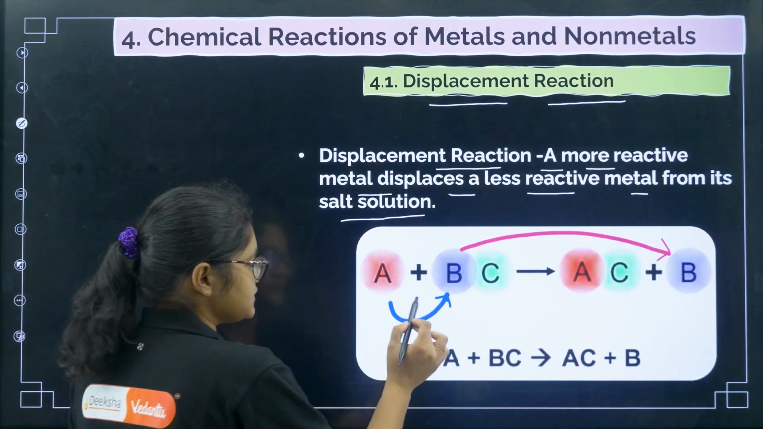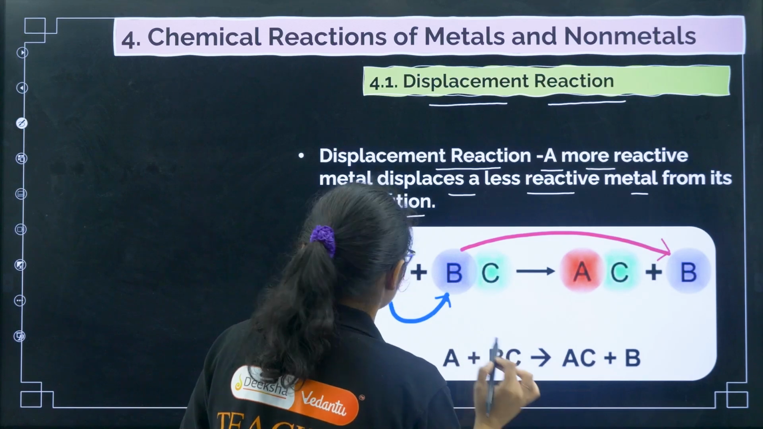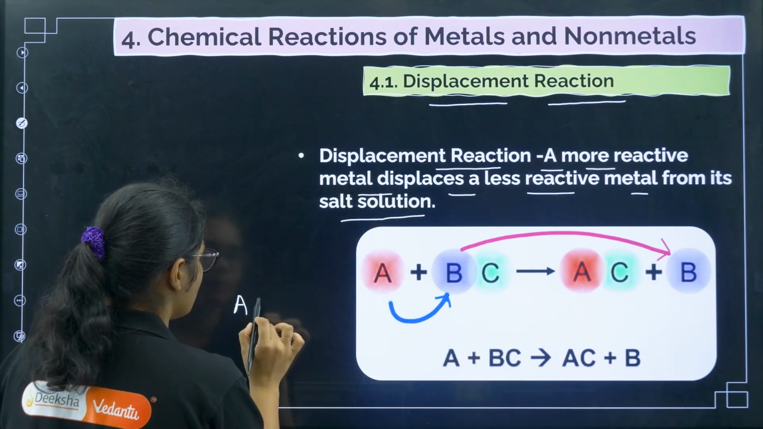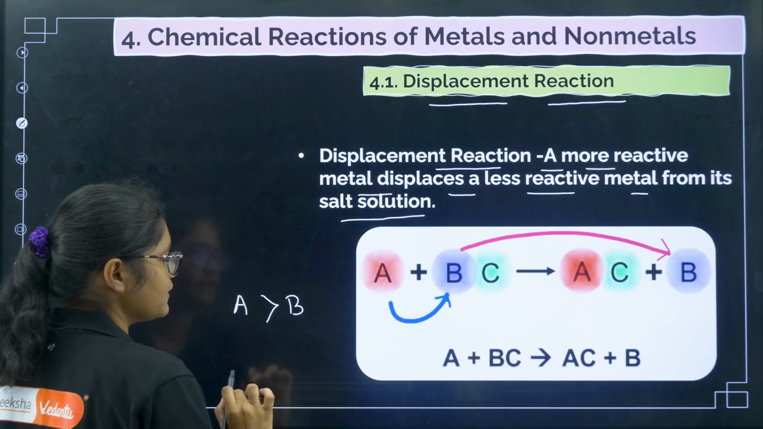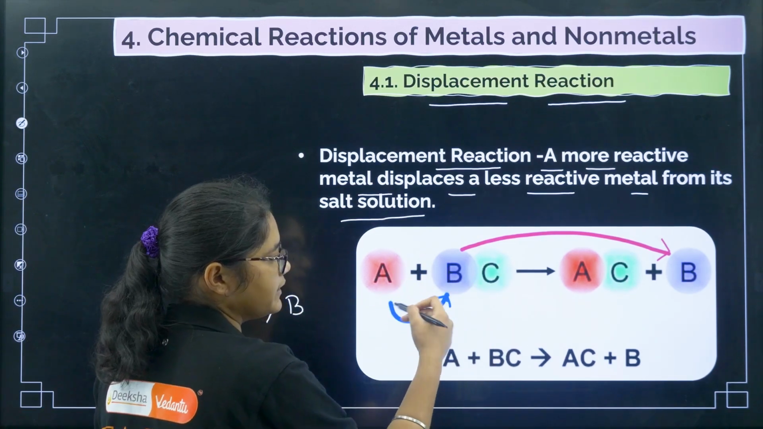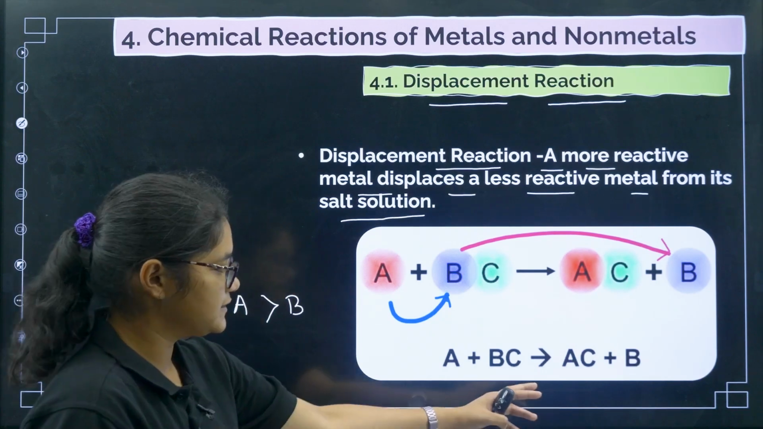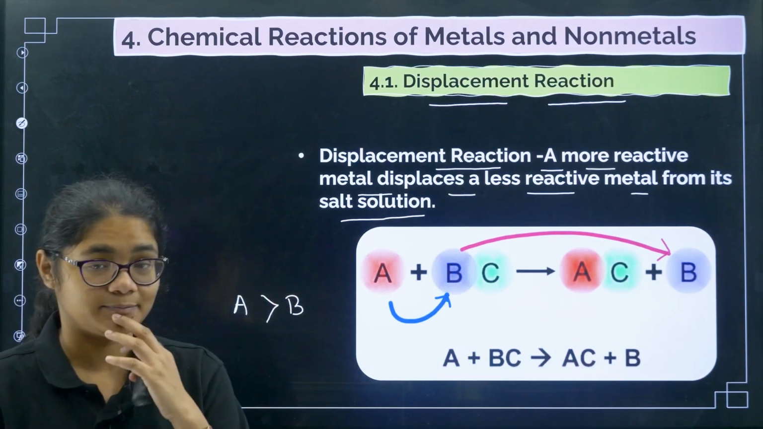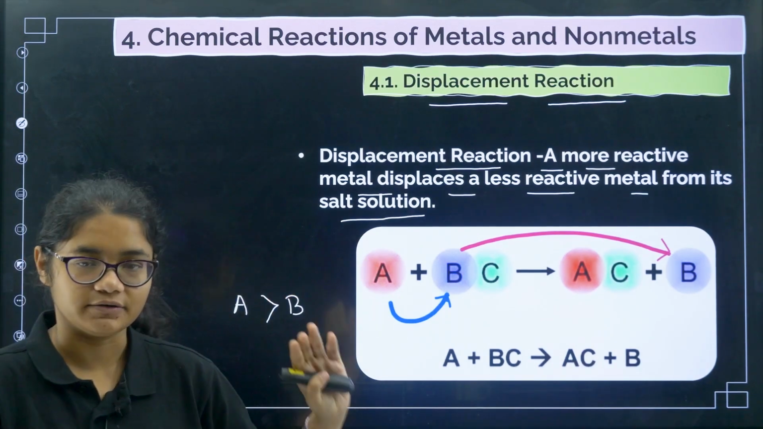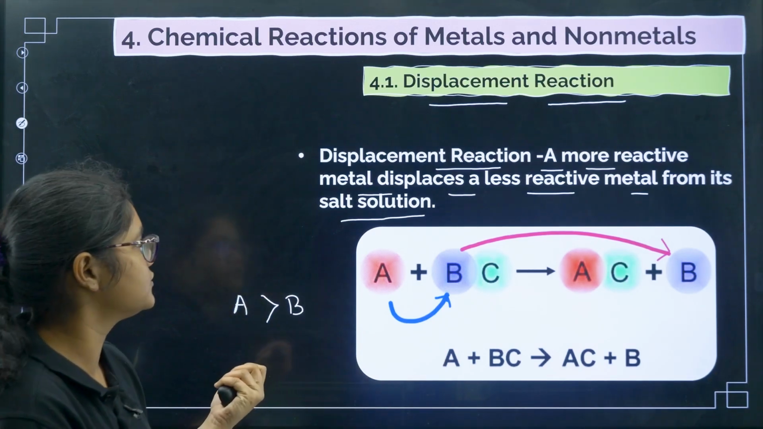Suppose A is there and BC is there. A is more reactive than B. Then A will replace B from its solution and B will come out. We'll get AC plus B, right? So AC plus B is formed. This is called a displacement reaction. Metals generally show displacement reactions. We'll see the examples for that also.